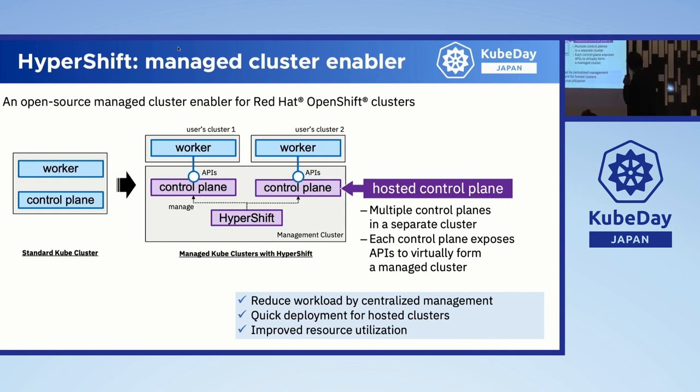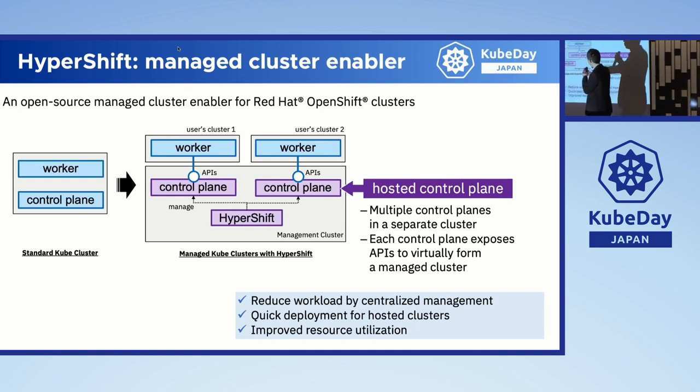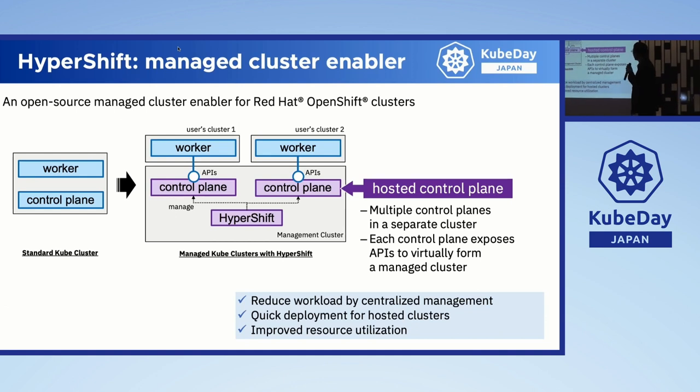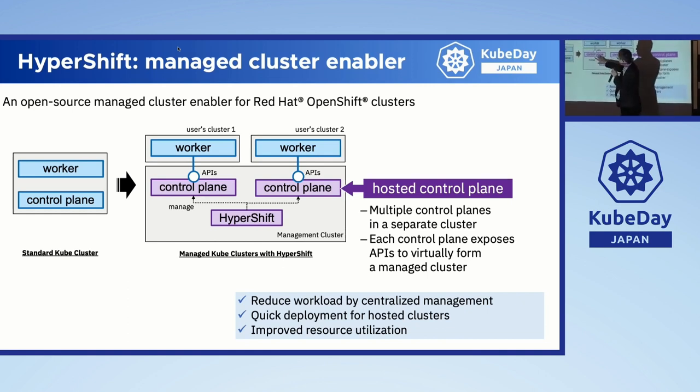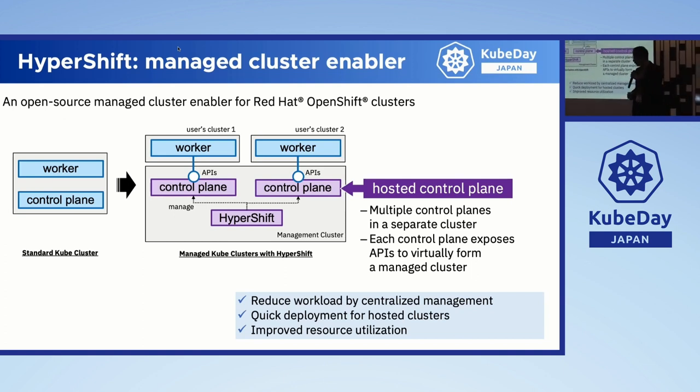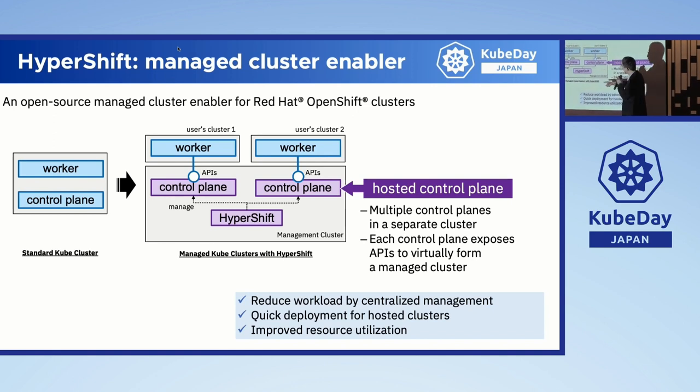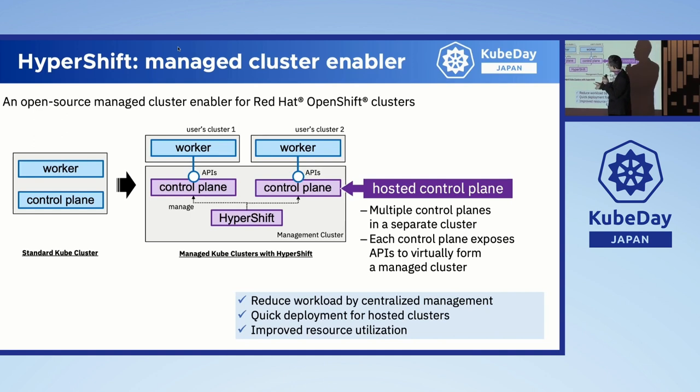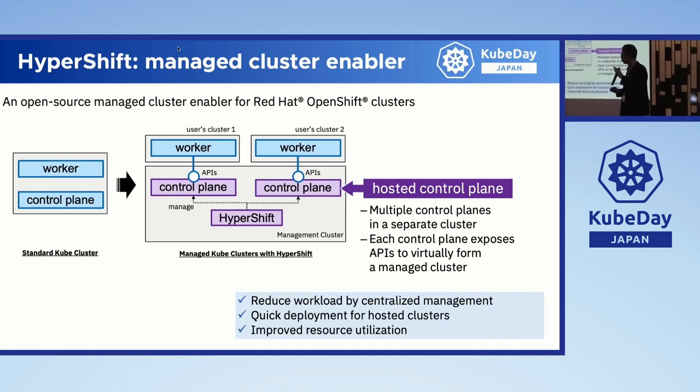But in the HyperShift environment, the control plane is hosted on another cluster called the management cluster. The central picture shows the architecture of HyperShift. If a user attempts to create a cluster, the worker will be created for that cluster, but its control plane will be hosted in another cluster. The control plane exposes its APIs to the worker component, and the worker and the exposed APIs virtually form the Kubernetes cluster. When a user attempts to create another cluster, another worker will be deployed, but the control plane will be deployed into the same management cluster. In other words, multiple control planes will be deployed in a single cluster.